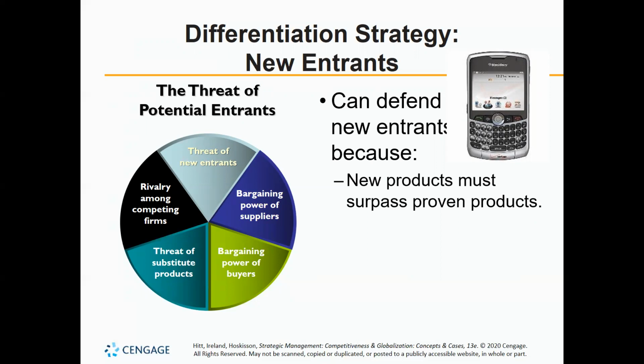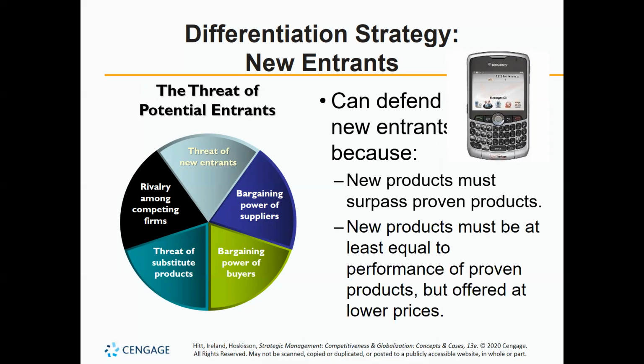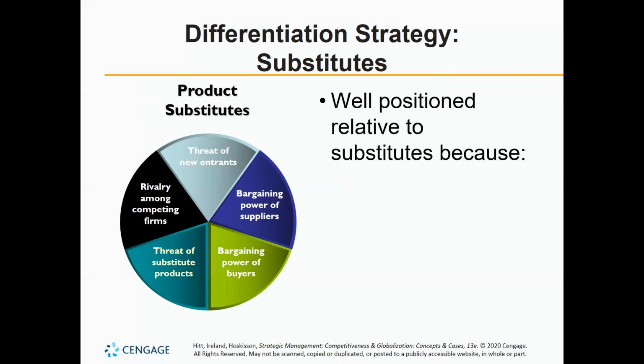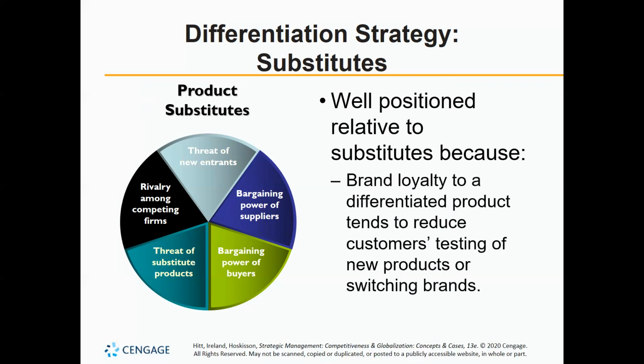If you are using a differentiation strategy, it's important to keep the quality high enough that a new entrant doesn't come in and try to compete. New products also could be at least equal to the performance of proven products, but perhaps offered at lower prices. We also may consider product substitutes. A company operating with a differentiation strategy is well positioned relative to substitutes because of brand loyalty to a differentiated product. It tends to reduce customers' testing of new products or switching brands.